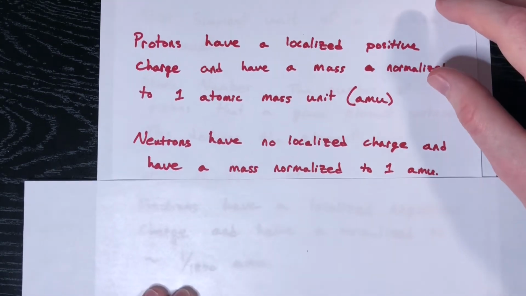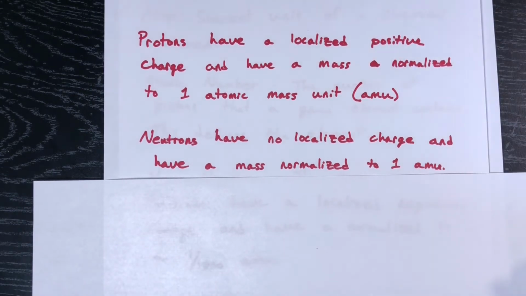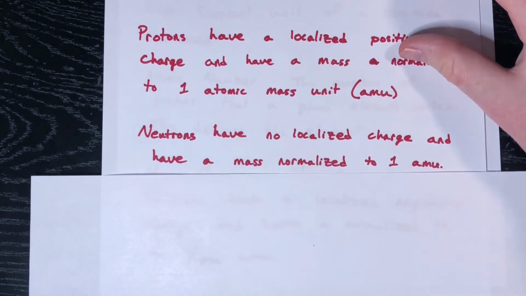Neutrons have no localized charge, which is why their root in the word is from neutral, because they have no charge. They also have a normalized mass of 1 atomic mass unit, 1 AMU. One thing I want to point out here is these are approximate values. The protons and neutrons do not weigh exactly the same. They are extremely close in mass. So that's why in most contexts it's okay to say that they're the same. But if you need to be extremely precise, it is important to know that they are slightly different in mass.